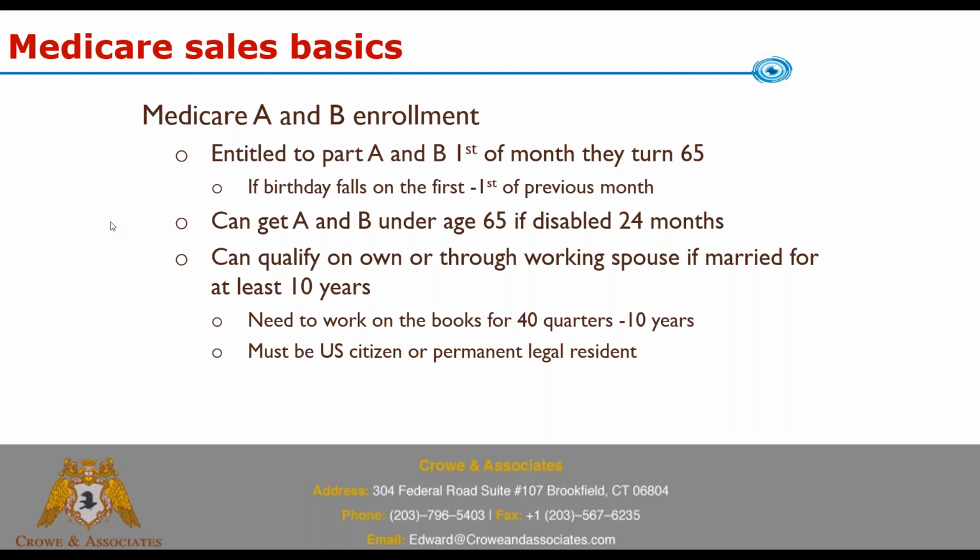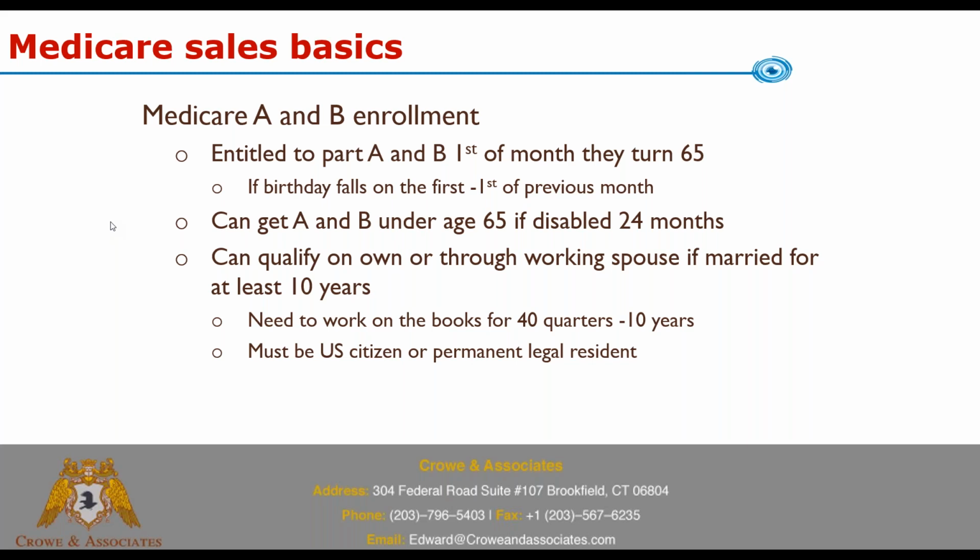For those who are disabled, the rule there is you must be on disability and getting payments for at least 24 months to be eligible for A and B. So you could get somebody who's 40 years old who's on Medicare. That's because they were disabled by Social Security's definition, and they've been drawing payments for 24 months. Once they've drawn payments for 24 months, they're automatically going to get enrolled in A and B.